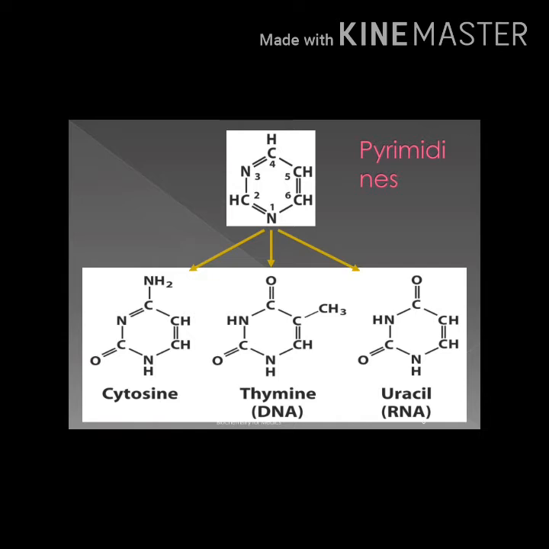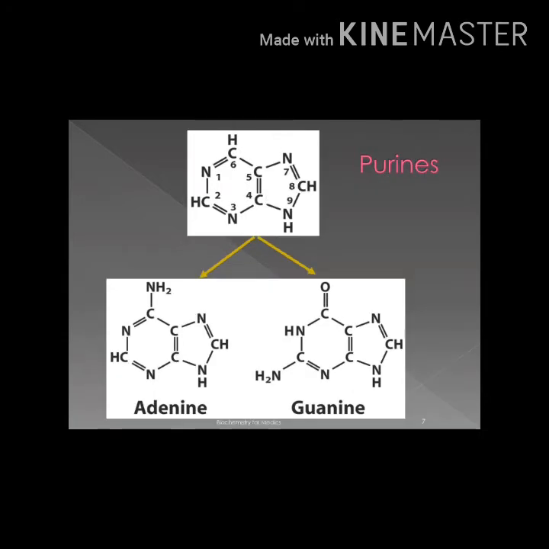in DNA and uracil is present in RNA, where thymine is replaced by uracil. So this is about the three types of pyrimidines, single ring structures, and this is a purine. Purine is a double ring structure, of two types, that is adenine and guanine. The detailed structure is shown here.